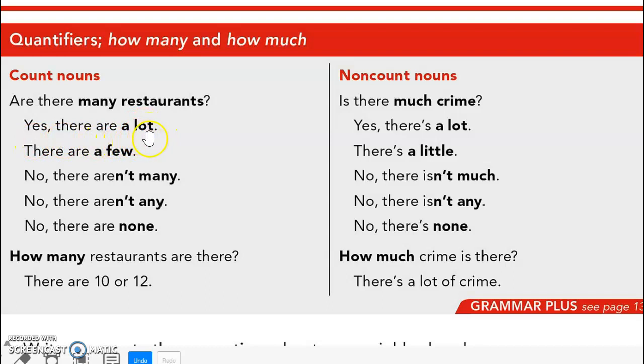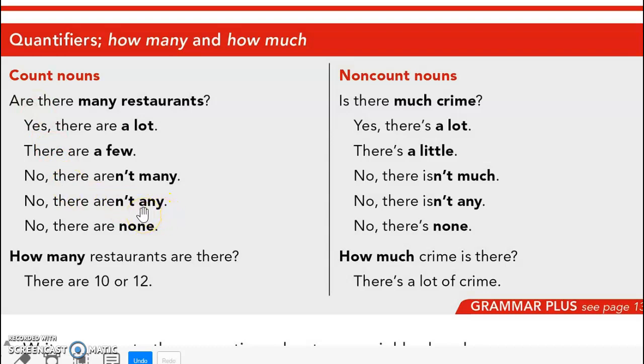And here we have some answers using quantifiers. Yes, there are a lot. There are a few. No, there aren't many. No, there aren't any. No, there are none. Remember that we use many and how many for count nouns. So I can use it for questions and negative sentences like are there many restaurants, or no, there aren't many restaurants.